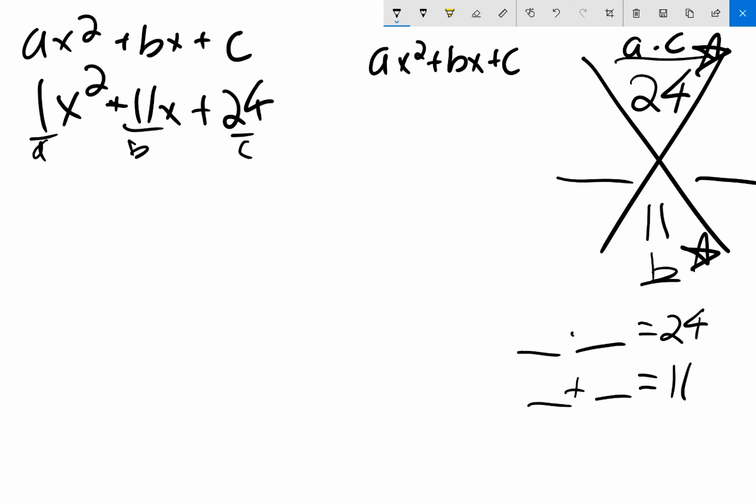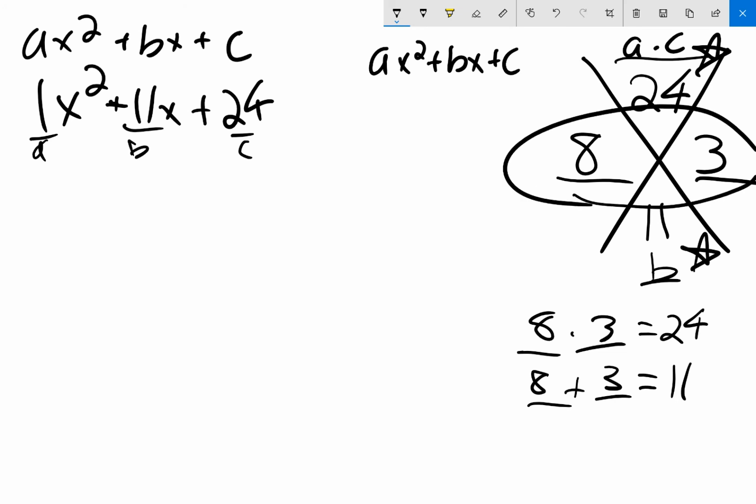So these two numbers in this case are going to be 8 and 3. 8 times 3 is 24, and 8 plus 3 is 11. So these are my two numbers, and this is where I start my problem now, with these numbers, 8 and 3.